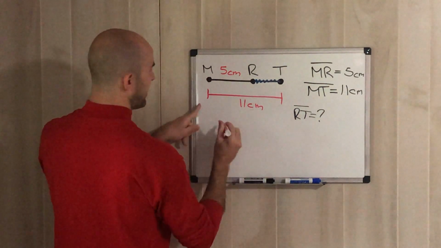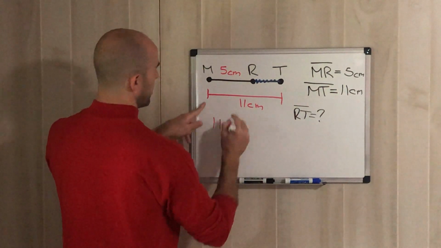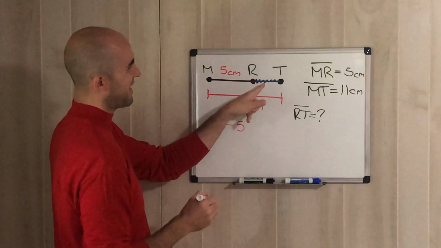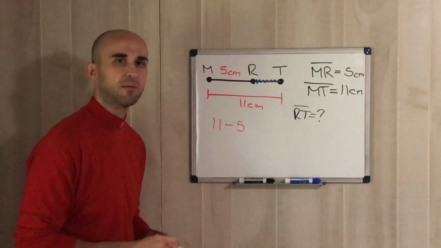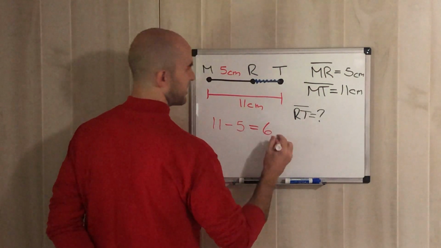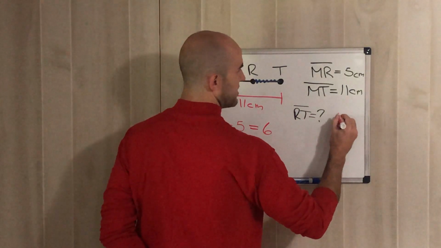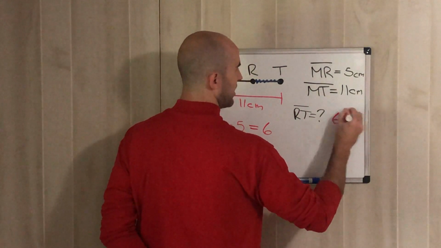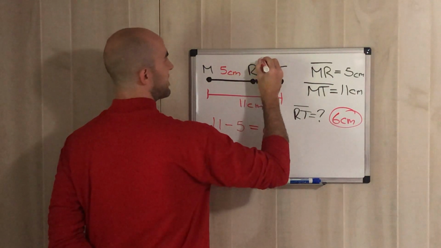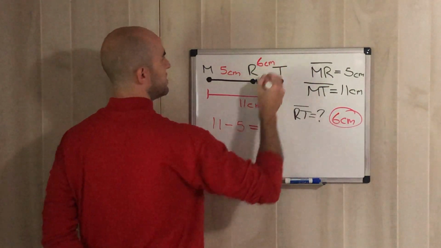So if the whole thing is 11, right? We know that this piece is 5. Since we're trying to find a part, you subtract. Always subtract when you want to find a part. And 11 minus 5 is 6. So we know our answer is going to be 6 centimeters, just because, again, we're trying to find a piece. And if you wanted to also see if it makes sense, check it.